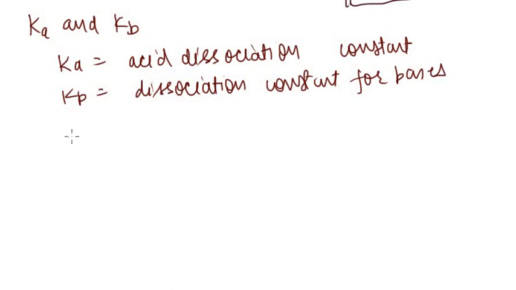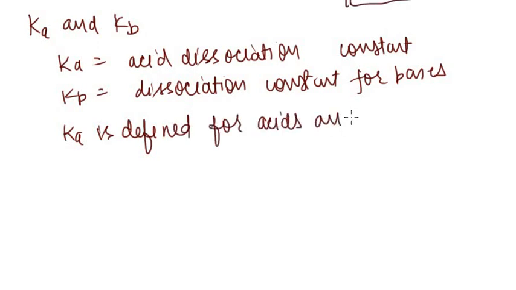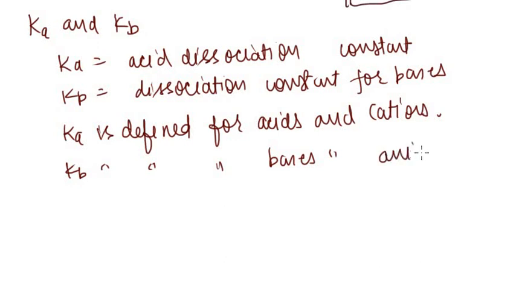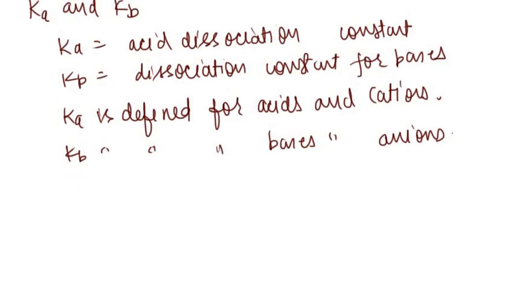KA is defined for acids, and remember, cations also. We're going to look forward to why we are saying it's for cations. And similarly, KB is defined for bases and anions. So that is how cations and anions are covered.